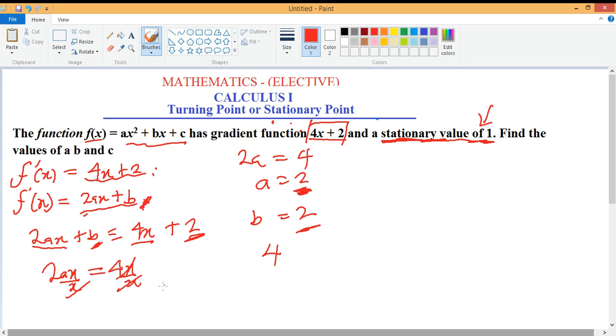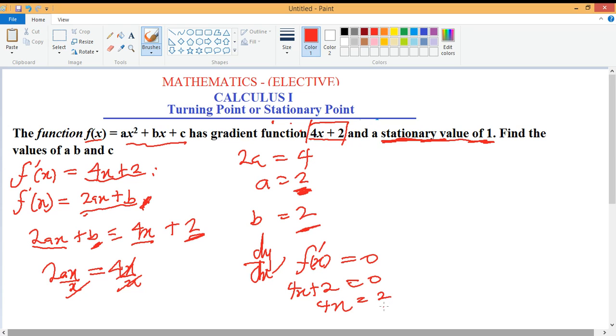But at the stationary point, we know dy dx is equal to 0. The turning point, or the stationary turning point, dy over dx, and I said it can also be written as this with a dash on top like this, is equal to 0. Good. So since the gradient function is 4x plus 2, you can say that is equal to 0. Solving further, we have 4x equal to 2, and then our x will be equal to 2 over 4, and that translates into half. At the turning point, or at the stationary point, the value of x is half, and the value of y is 1.